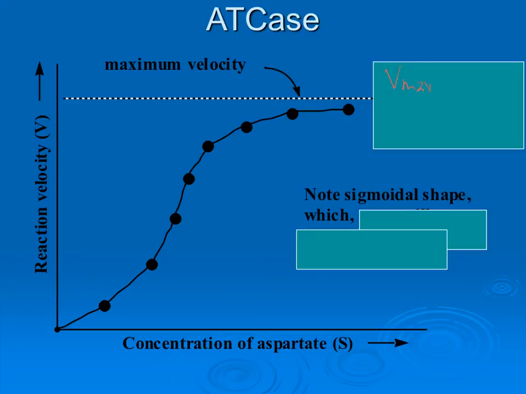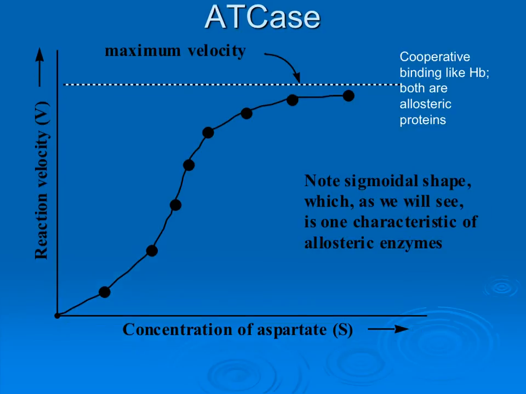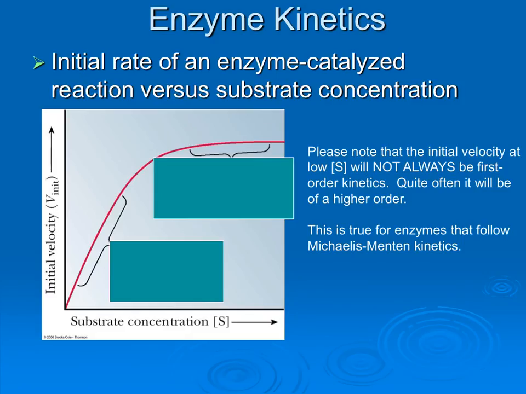Some of them will make it faster, and some of them will make it slower. Okay, so the sigmoidal shape means that it's allosteric. It has a cooperative binding like hemoglobin. But this is a generic curve, right? I added a couple points in. So this is zero order, right? Because we have our asymptote that it is approaching. So that's Vmax.